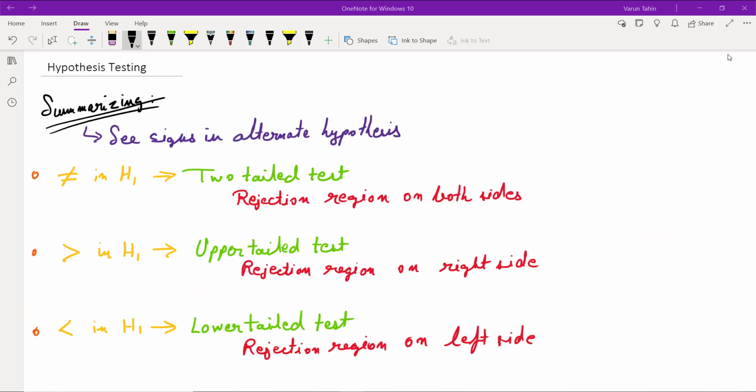Now summarizing what we have learned using these examples, we have to always see the signs in the alternate hypothesis. If it is not equal to in the alternate hypothesis, it is a two-tailed test with rejection region on both sides of the distribution. If the alternate hypothesis has a greater than symbol, then it is an upper tail test with a rejection region on the right side of the distribution, and if it has a less than symbol, then it is a lower tail test with a rejection region on the left side of the distribution.